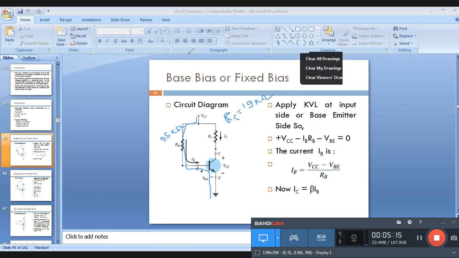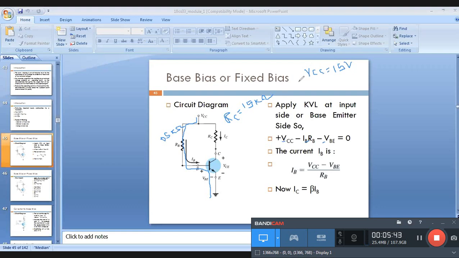Okay, now apply this. VCC minus IB into RB minus VB is equal to 0. VB is equal to 0. So now we can take IB outside. Remaining is VCC minus VBE divided by RB.